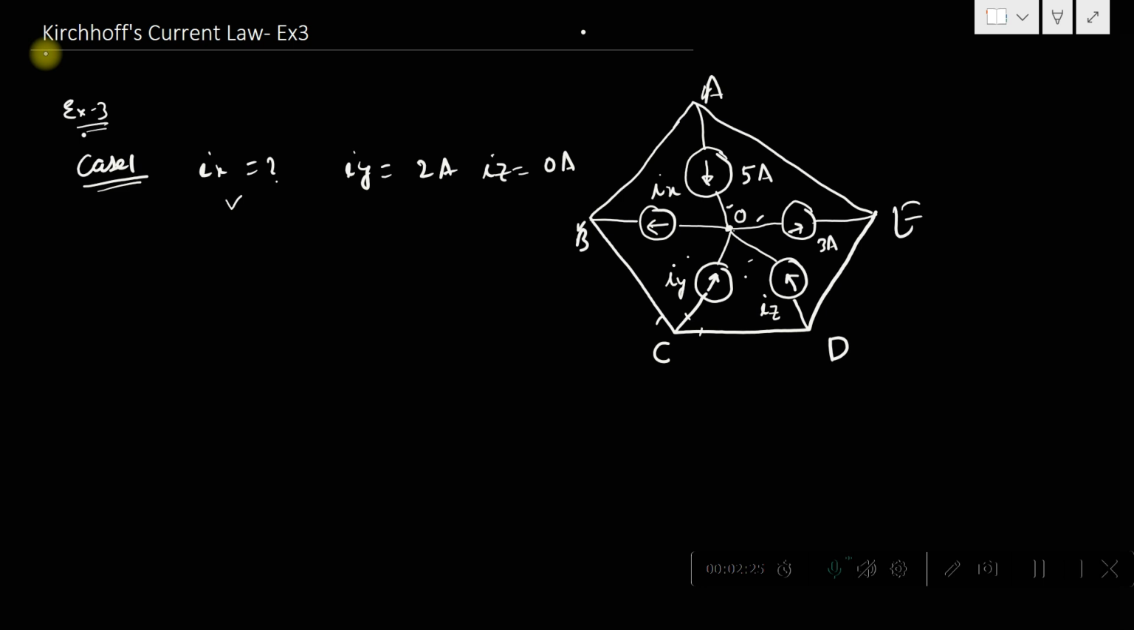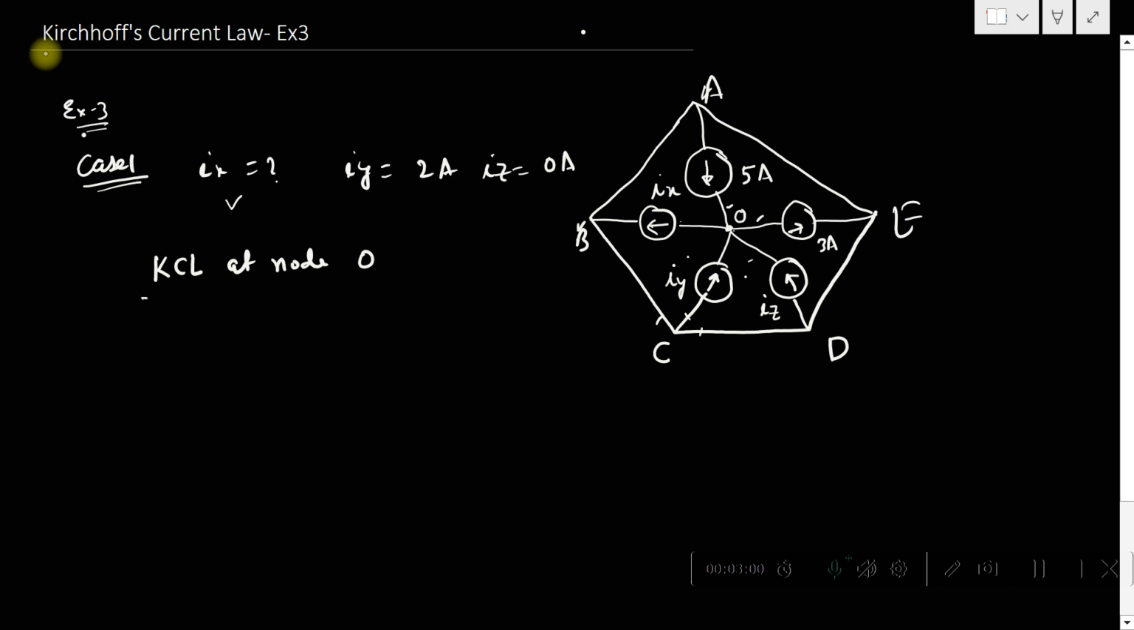So first we need to figure out the node at which we apply the KCL. We found it is node O, because node O contains Ix, Iy, Iz and 2 more currents, one entering and the other leaving the center of the pentagon. So let's apply the KCL at node O. As per the KCL, the current entering the node is equal to the current exiting the node. So write down KCL at node O.